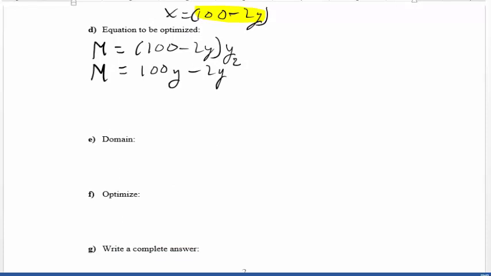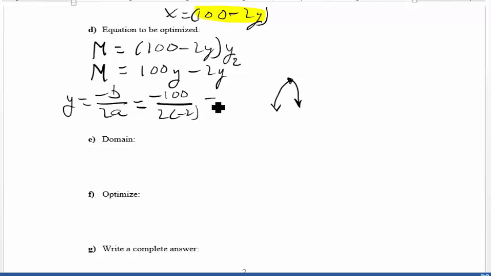Now remember, since this thing is really a parabola, a quadratic function, we can find the maximum, because this thing looks like this. Because a is negative, it opens down, so we have a maximum point here. And where does this maximum occur? This maximum is going to occur when y equals negative b over 2a. So b is 100, so negative b is negative 100, and a is negative 2. So we have negative 100 over negative 4, which is just 25.